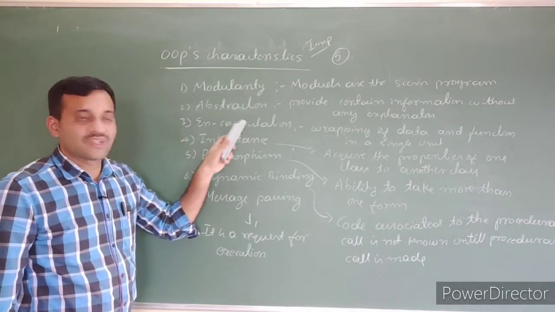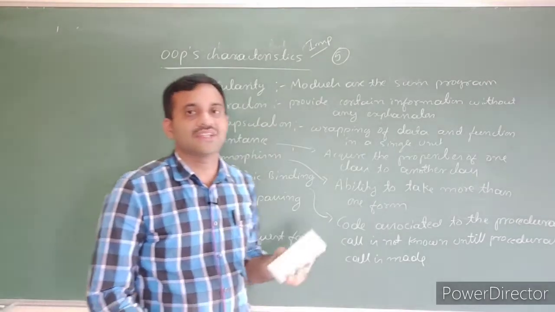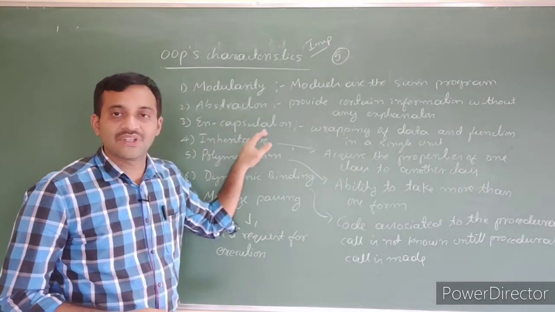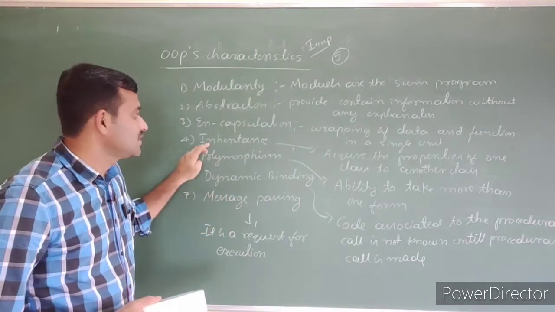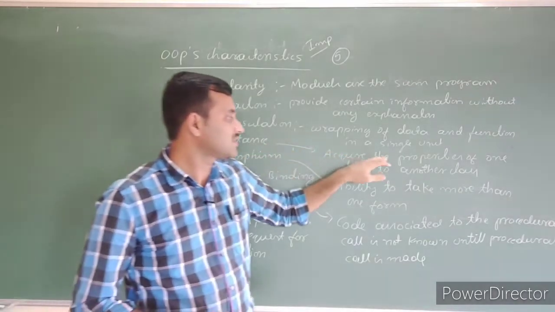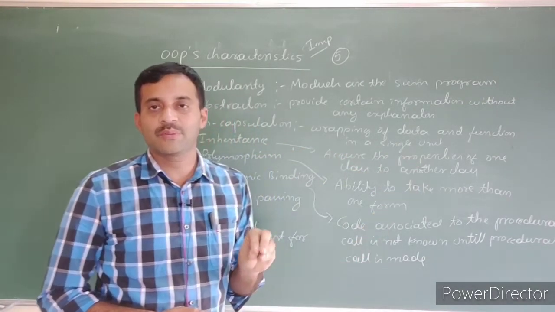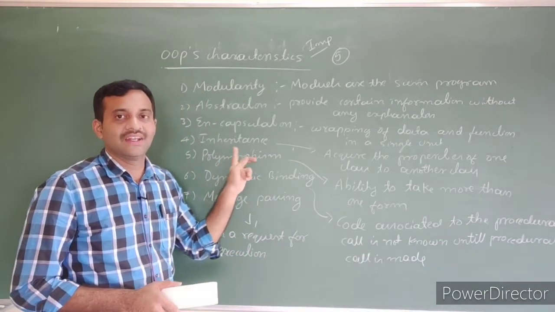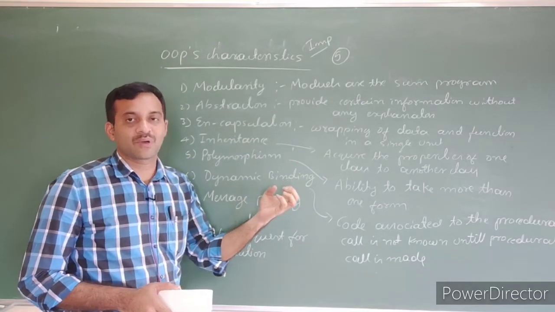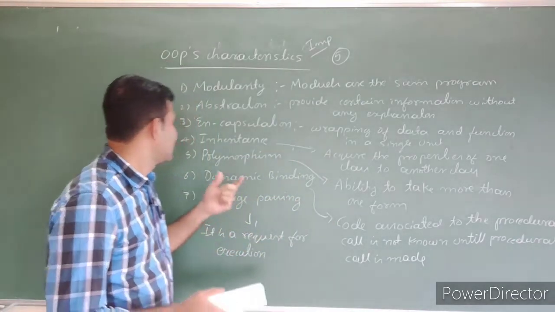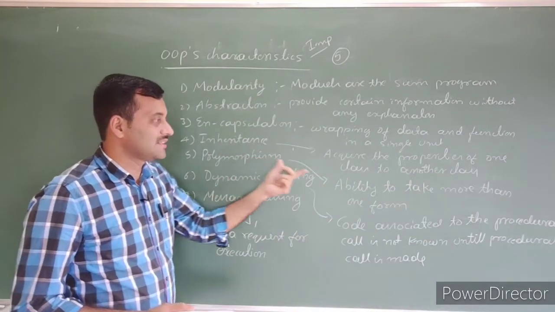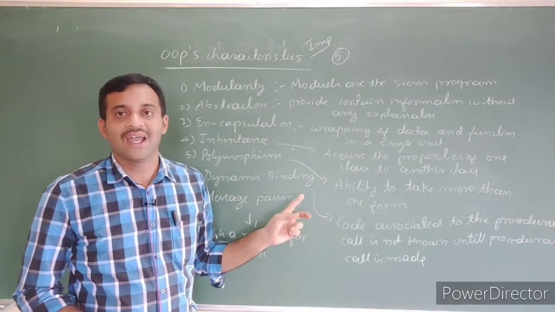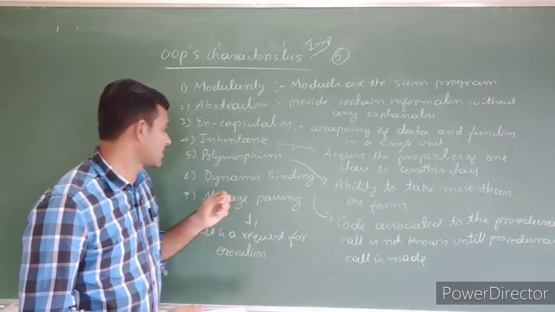Next one is encapsulation, wrapping of data and function in a single unit. That is called encapsulation. Next one is inheritance, acquire the properties of one class to another class, or acquire the properties of one object to another object. That is called inheritance. Here properties are characteristics and behavior. Next one is polymorphism. It is the ability to take more than one form.